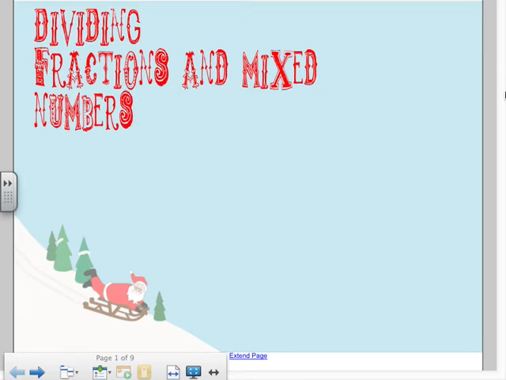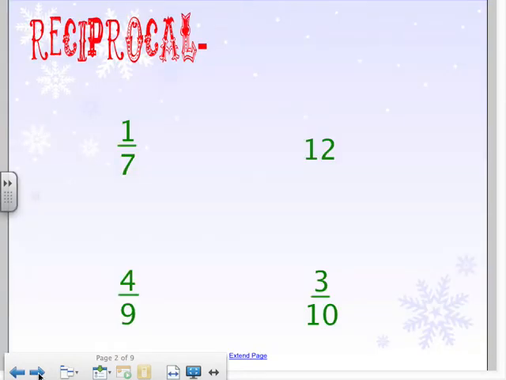This video is on dividing fractions and mixed numbers. So we've been doing a lot of multiplying of fractions and mixed numbers, and this is very similar. There's one key difference that we'll point out. So the first thing we need to look at is this vocabulary word, reciprocal, okay?